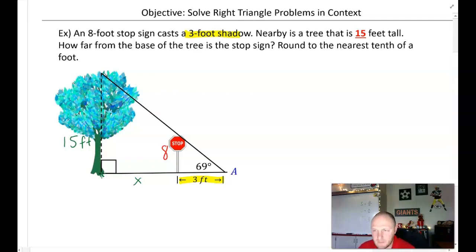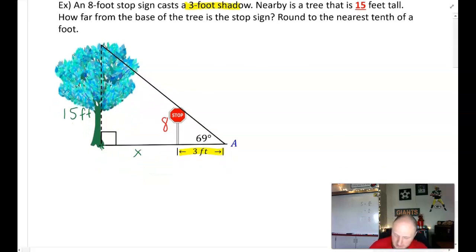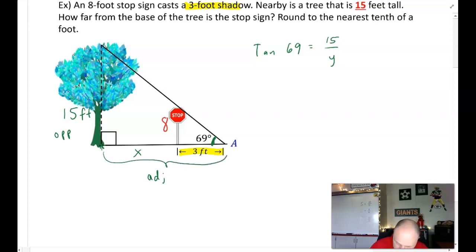Well, what I can do is use some right triangle trigonometry. If I know that this is 69 degrees, I have the side that's opposite. I want to find something about the adjacent side. So tan of 69 is equal to 15 over what I'll call y. And I'll say that y is this whole distance. It's x plus 3.